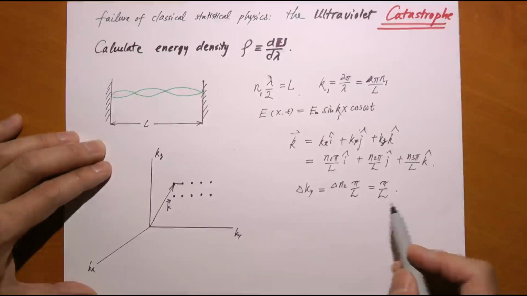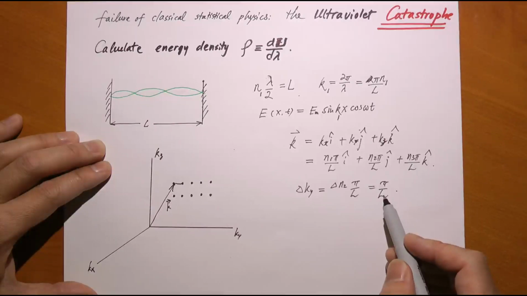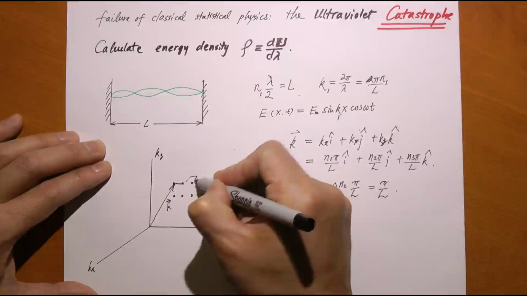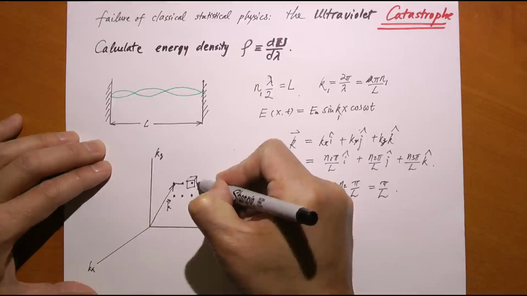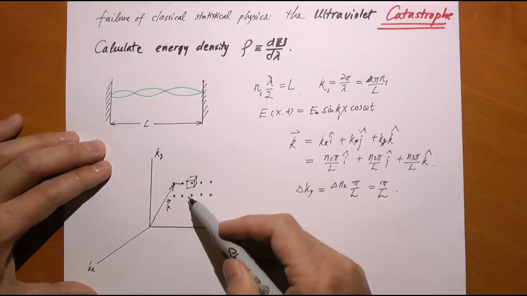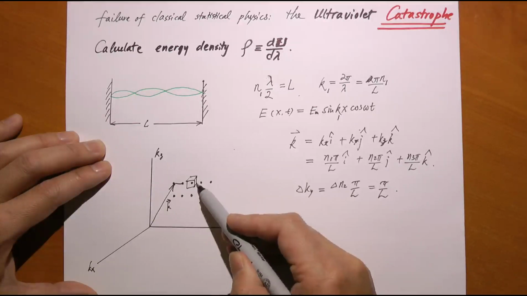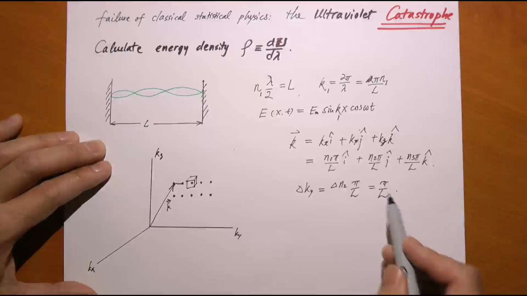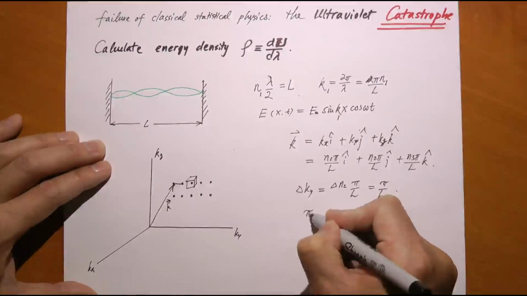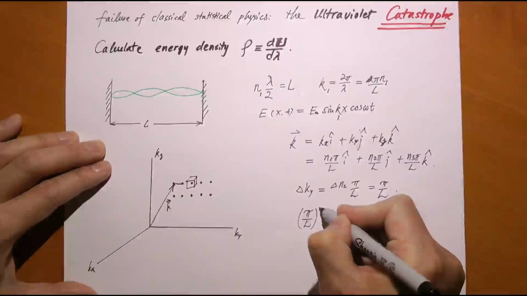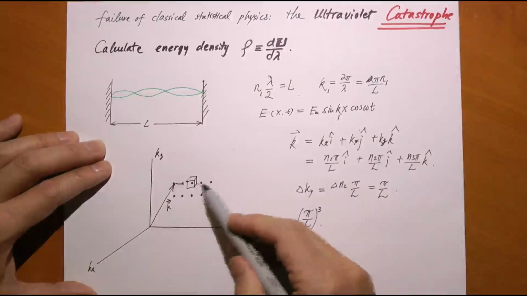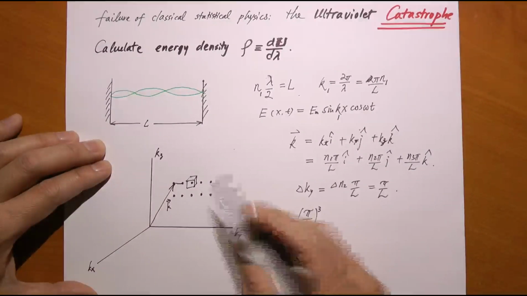The gap in the x direction is also pi over L, and so is the gap in the z direction. Therefore, if you look at the space occupied by each of these dots, the volume in k space would be delta kx times delta ky times delta kz. That's the product of these three, and we get a volume of pi over L to the power 3. That is the volume occupied by each dot. Okay?